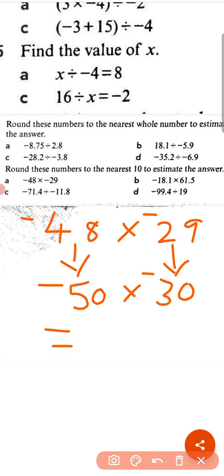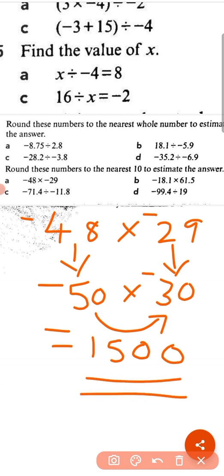Do the calculation. 5 into 3, 15, and put 2 zeros. The easiest way of multiplication. First multiply the numbers without zeros. 5 into 3, 15. Then in 50, 1 zero and in 30 also 1 zero. So put 2 zeros in our answer. So 1500. Since we are multiplying two negative numbers, our answer is positive 1500. Okay.